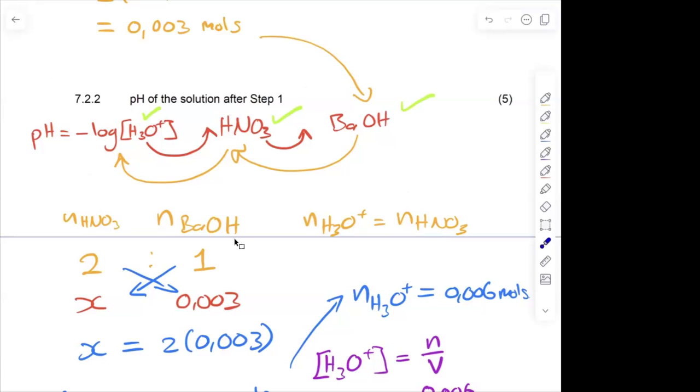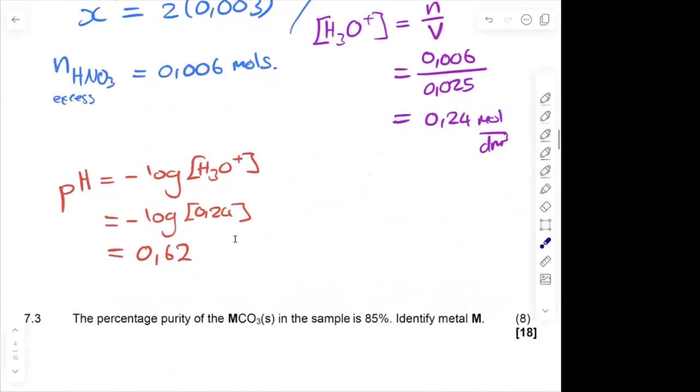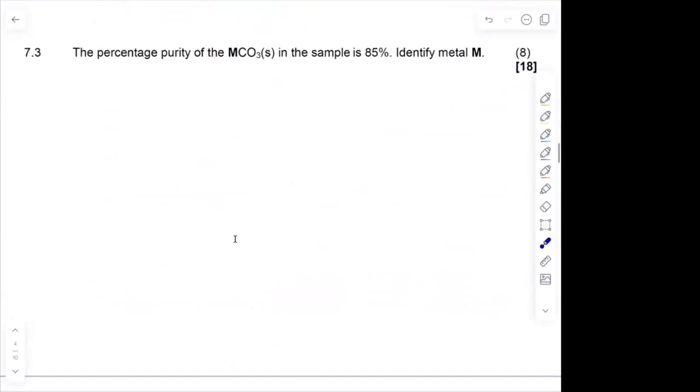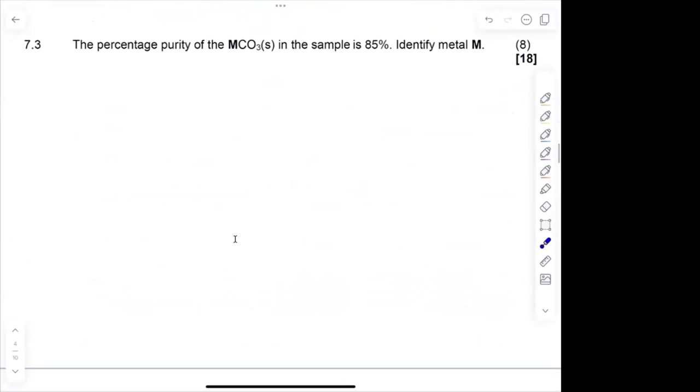Okay, so let's look at the next question, which is going to have a lot more steps. It's going to be a little bit tricky, but let's try and keep together on that one. That's going to be 7.3. You can even see it's a very long question. It's out of 8 marks. They want us to figure out the percentage purity of our metal carbonate in the sample. The percentage purity is 85%.